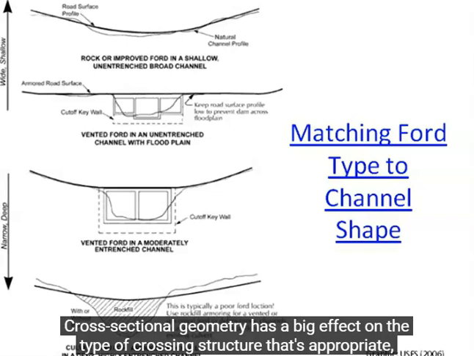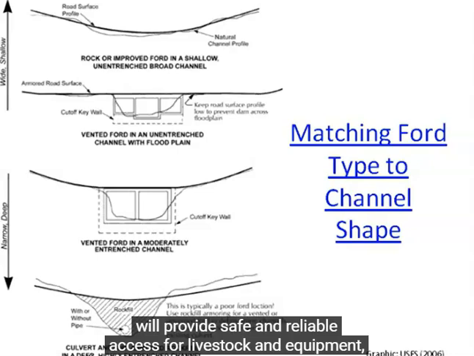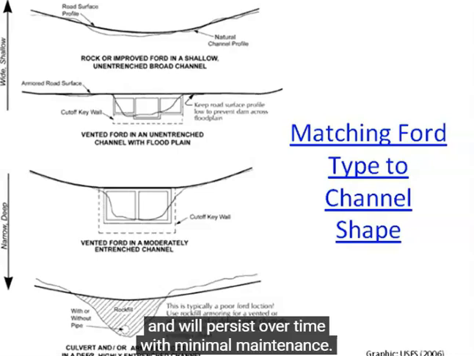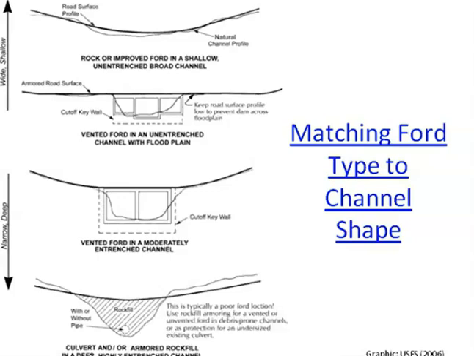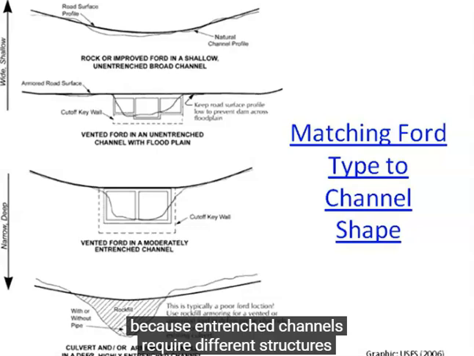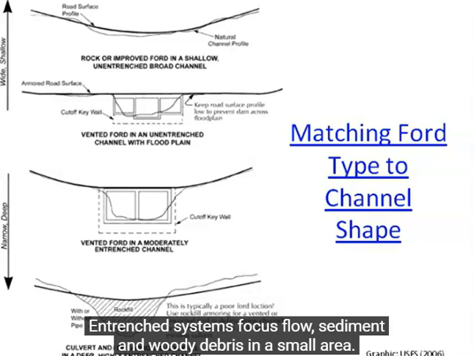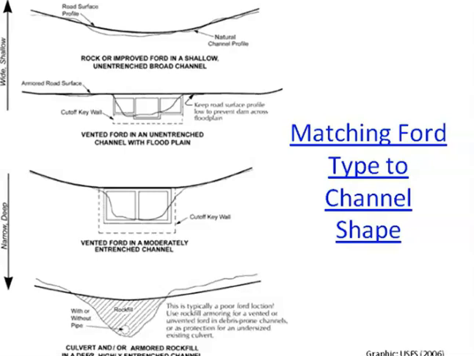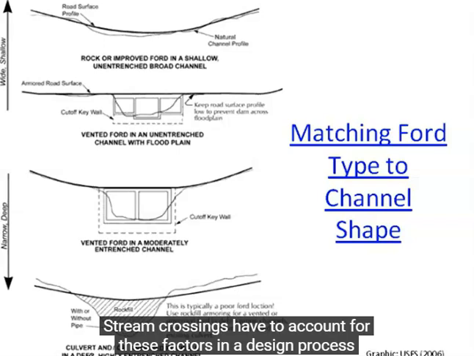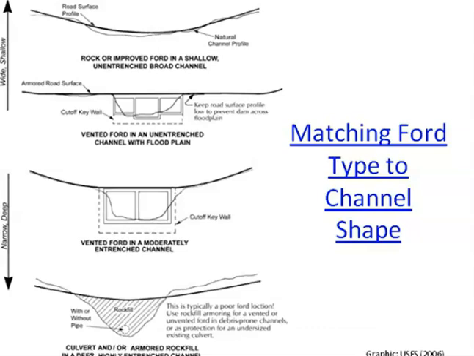So cross-sectional geometry has a big effect on the type of crossing structure that's appropriate, will provide safe and reliable access for livestock and equipment, and will persist over time with minimal maintenance. The concept of channel entrenchment is useful here because entrenched channels require different structures than a relatively unentrenched channel. Entrenched systems focus flow, sediment, and woody debris in a small area. Stream crossings have to account for these factors in the design process to maintain stability and passage quality.